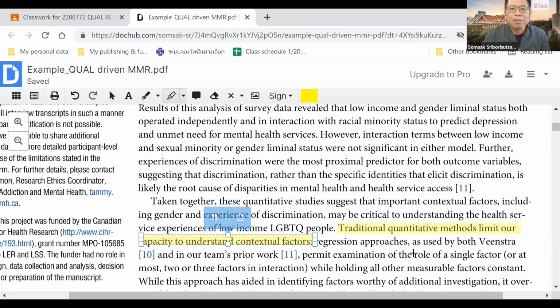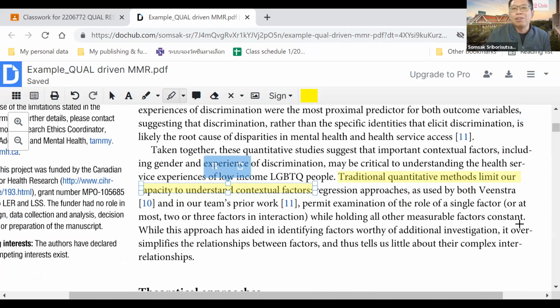Okay, have you highlighted it for you? You say traditional quantitative methods limit our capacity to understand contextual factors. So this is a big project. At the first phase, maybe they use quantitative, a lot of surveys of LGBTQ identity and their poverty, right? So it's time to do something deeper by using qualitative methods, to understand contextual factors. Thank you, Pupik.